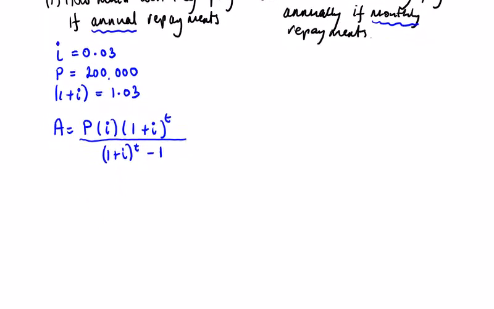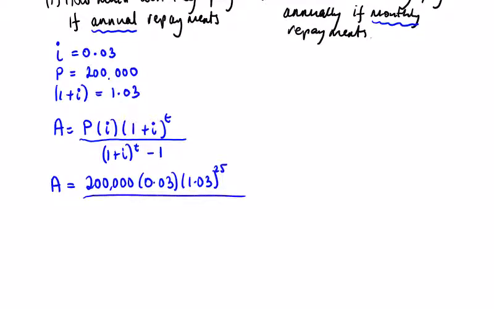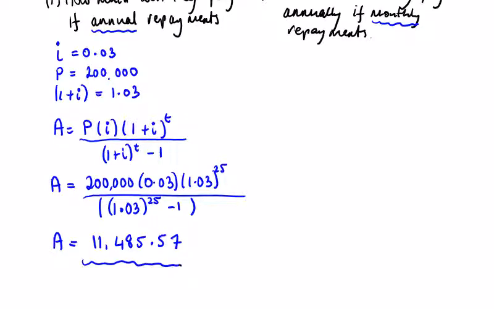Filling this information in, we get the amount is equal to 200,000 by 0.03 by 1.03 to the power of 25, because they're paying annually. Do that line first and then divide your answer by 1.03 to the power of 25 minus 1, and put all of that in one big bracket, otherwise it'll take the 1 away at the wrong point. So the amount that we're going to pay back on a yearly basis is 11,485.57. Make sure you check this answer on your calculator twice.